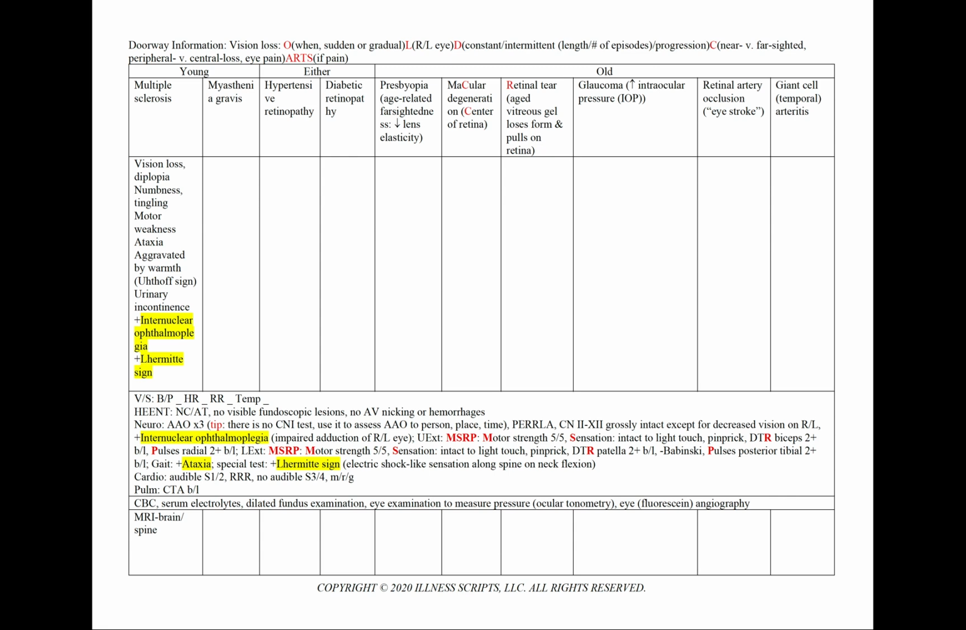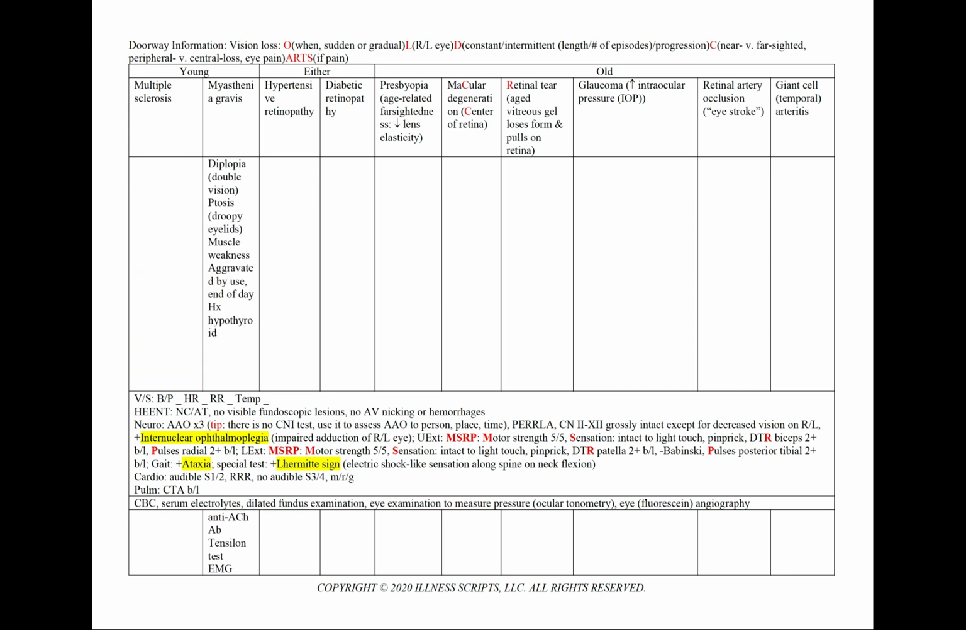weakness, ataxia, and it can be aggravated by warmth, the Uthoff sign. We can also see urinary incontinence, and a positive internuclear ophthalmoplegia and a Lhermitte sign on our physical exam. And we'll add to our workup an MRI of the brain and spine.